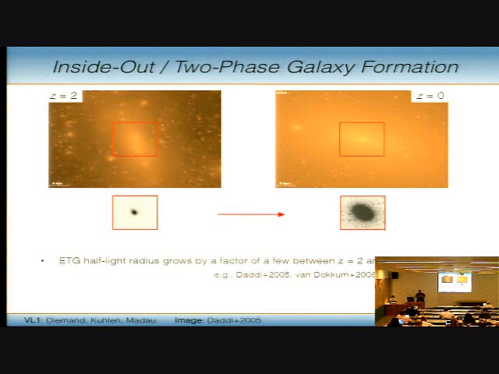So for a little bit of background, we know at redshift of 2, early type galaxies are a lot more compact, they're denser. And by the time they get to redshift of 0, they've now grown in size by a factor of several. They now have these more extended stellar halos. It's those stellar halos that I'm interested in.